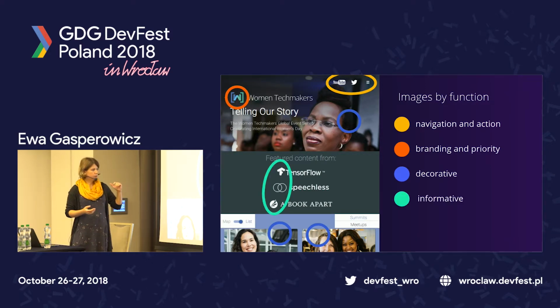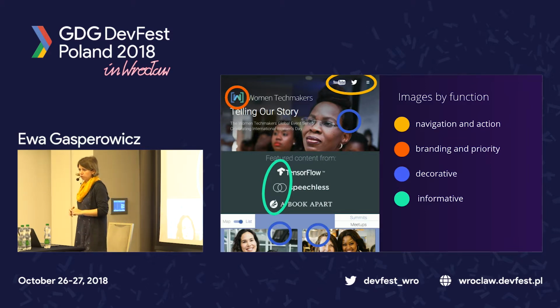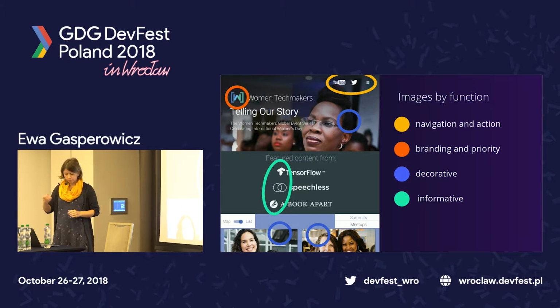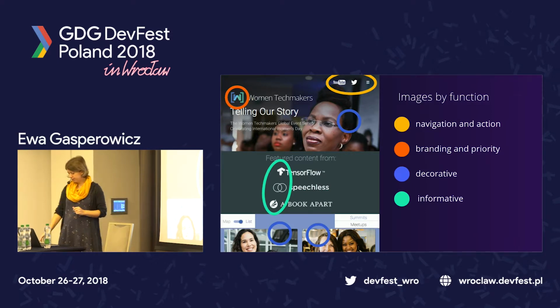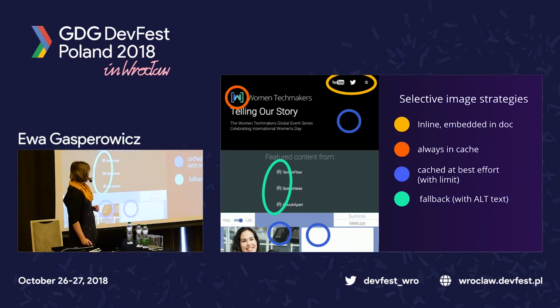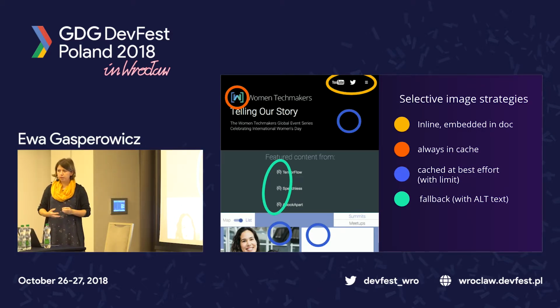Now, the green ones are interesting ones because I call them informative, which means apart from the decorative function, they also convey some information in them. For example, here, they are logos of particular technologies or sponsors and so on, right? So most probably I don't treat them as priority images. I don't want to cache them all, but if I can convey this information in some way, it would be still nice, right? Now, this is how the page behaved once I implemented the caching.